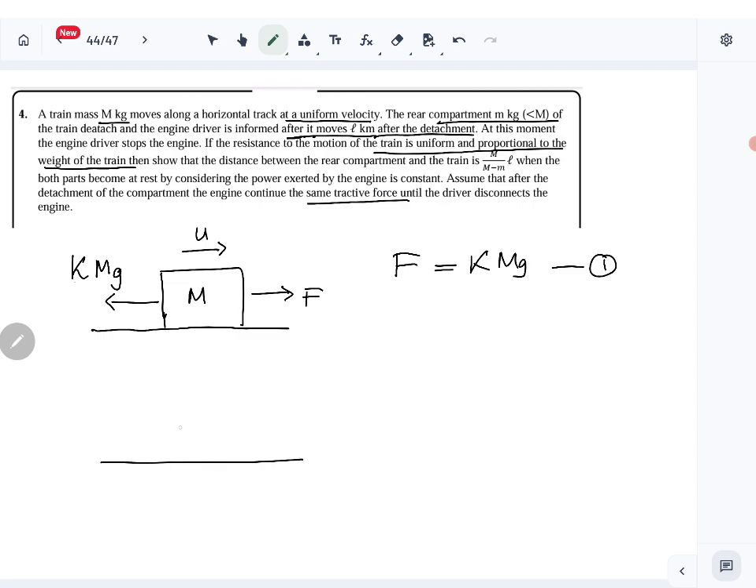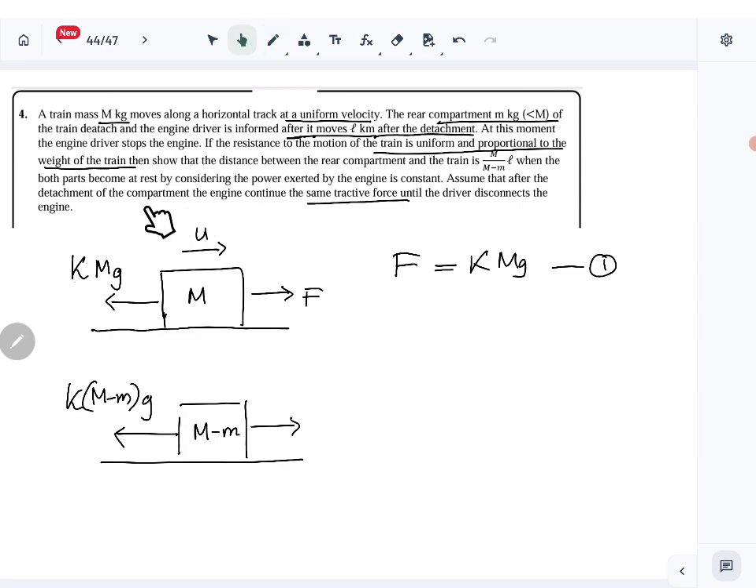Then what happens? The rear compartment detaches, so now the mass of the train is capital M minus m. The resistance is what? We can use the same proportionality constant K because the resistance is uniform and proportional to the weight. Uniform means all the conditions remain the same. Even though the mass goes down, all the other conditions remain the same. So the proportionality constant is the same. Right, so now the resistance is that.